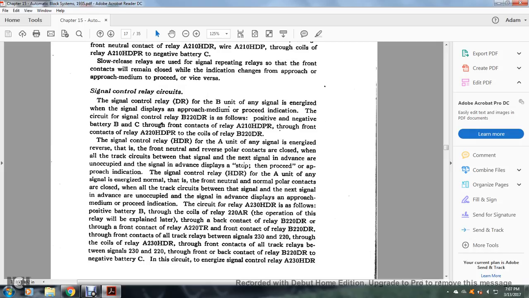Our signal controlling relay circuit. The signal control relay DR with the B unit is de-energized with any signal displaying the approach medium or proceed indication. The circuit of the signal control relay B220 DR is fed from the positive and negative battery B and C, through the front contact of relay A210 HDPR and the front contact of relay A220 HDPR, to the control coil of the relay B220 DR.